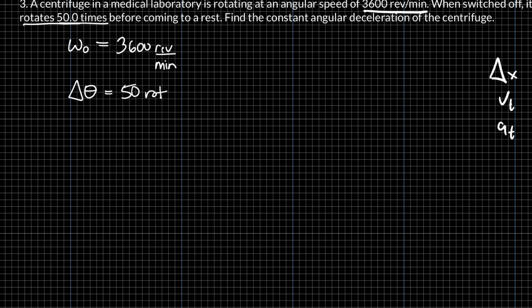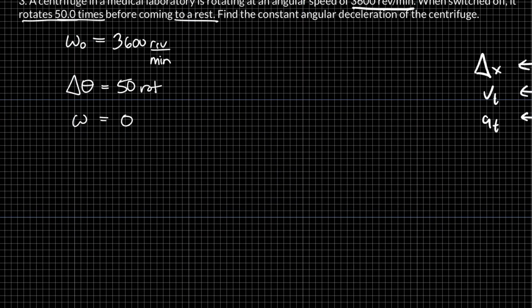50 rotations. Again, we don't like rotations. We don't like revolutions. We like radians, right? So we're going to have to convert all that. Before coming to a rest, its final velocity is going to be 0. Its final angular velocity. To be clear, its tangential velocity will also be 0. Its linear velocity will also be 0. But because they're giving us all these variables in angular form, we're going to need to do this in angular. Find the constant angular deceleration. Now, that's annoying.